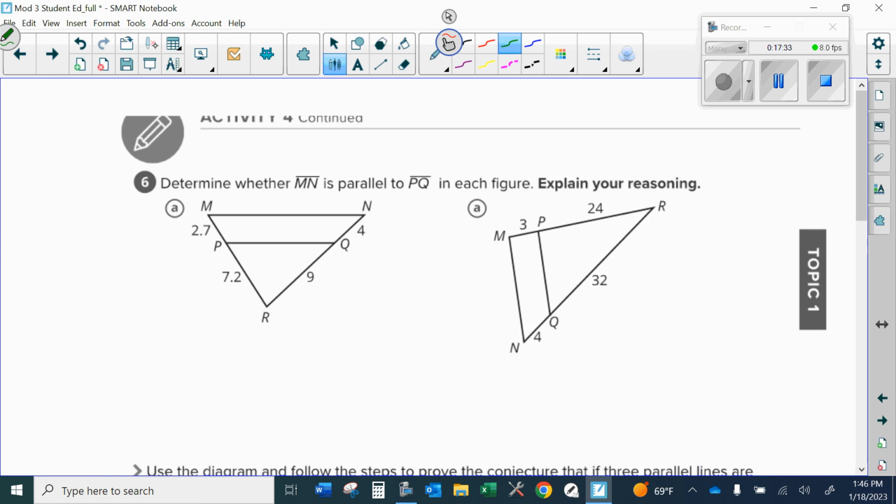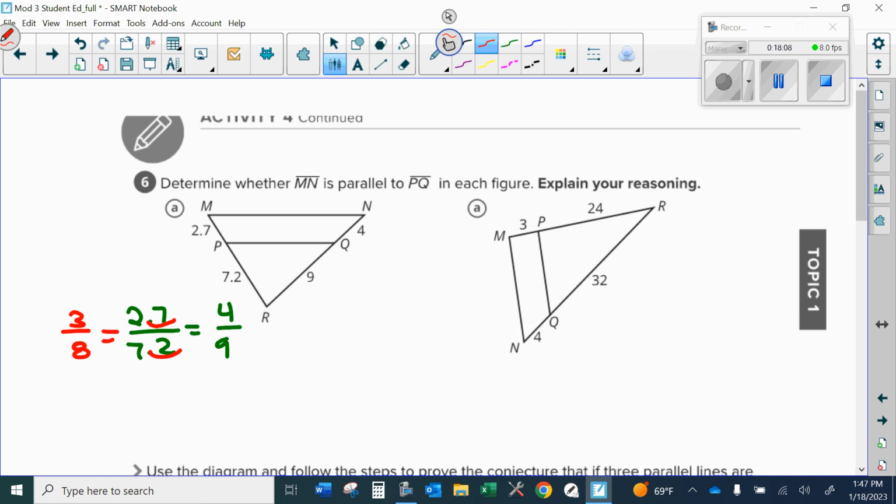So I need to see if, for example, 2.7 divided by 7.2 equals 4 over 9. They have to be corresponding. Now if I want to use my brain, the quickest way is to get rid of the decimals. So I'm multiplying by 10, moving over there. So now I really have 27 over 72. Well, what's the GCF between 27 and 72? 9. So divide each by 9, and I get 3/8. So the question now, does 3/8 equal 4/9?